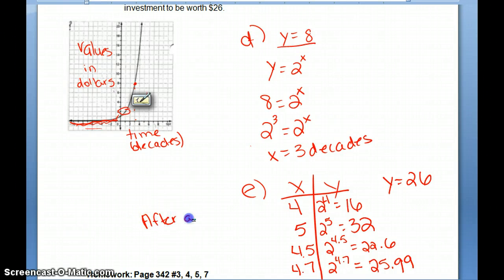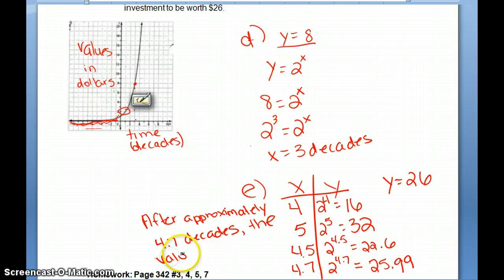after approximately 4.7 decades, or 47 years, the value of $1, you can say $1 invested in the investment will be $26.